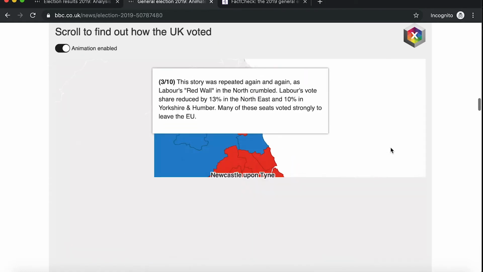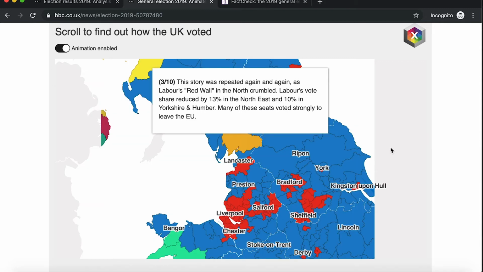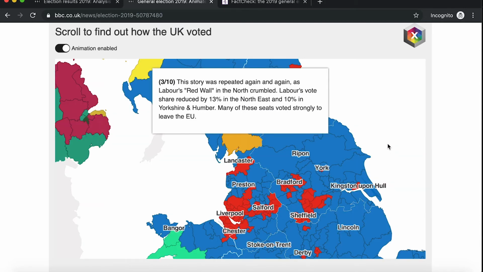So the next step, and again it's mentioning story here, which is quite cool. So this story was repeated again and again as Labour's red wall, that northern thing I mentioned a bit earlier, in the north crumbled. Labour's vote share reduced by 13% in the northeast and 10% in Yorkshire and Humber. Many of these seats voted strongly to leave the EU. Some people are calling this very much a Brexit election. This is not a politically fueled video, I'm just making comments on what's been said out there.